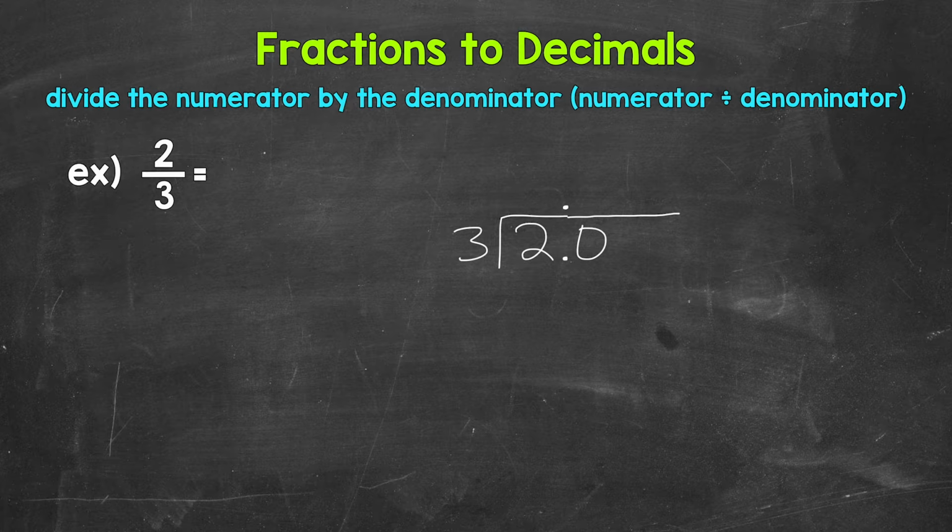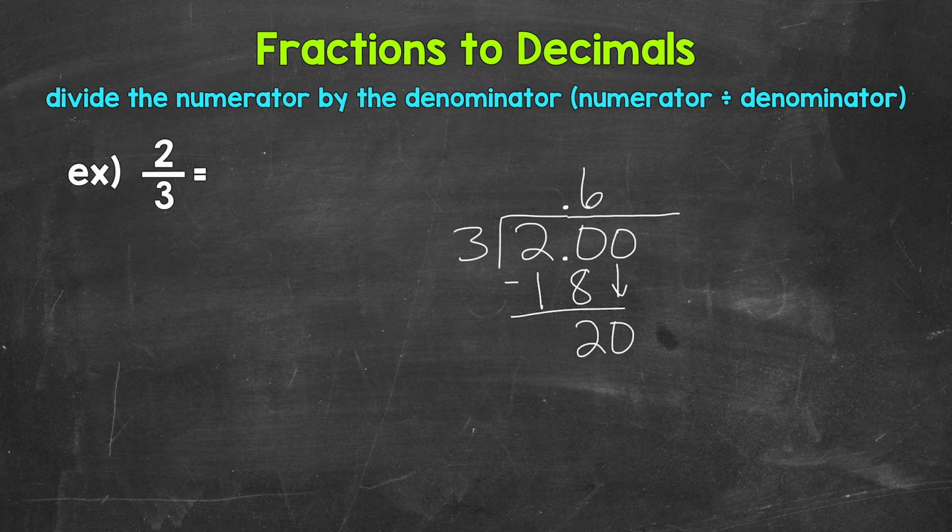So how many whole groups of 3 in 20? How many 3's in 20? Well, 6. That gets us to 18. And we need to put the 6 above the 0 since we used that 0 and thought of this as 20. This will line us up correctly. Now we multiply. 6 times 3 is 18. Subtract 20 minus 18 is 2. So we don't have a clean-cut 0 there at the bottom, so we can continue on by using another 0 that we can bring down.